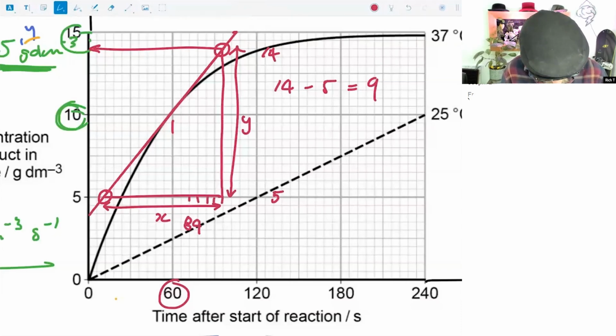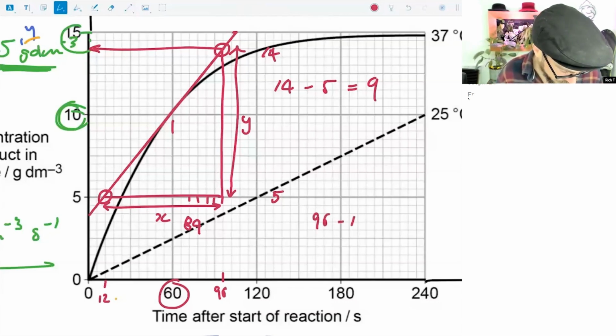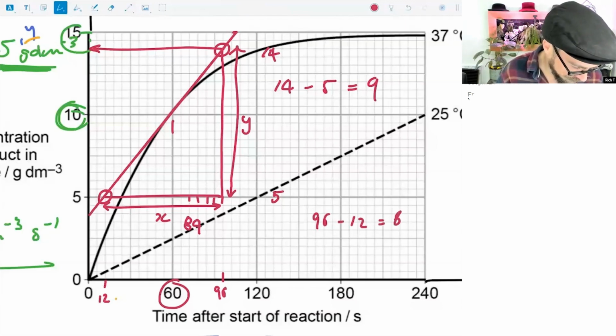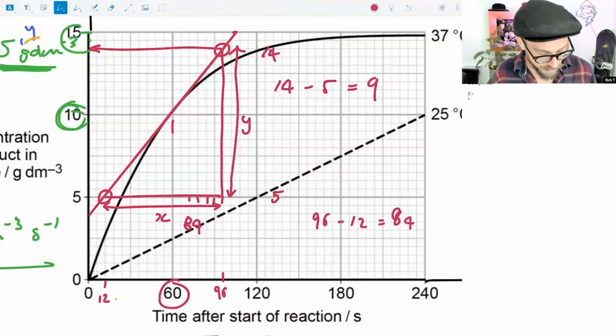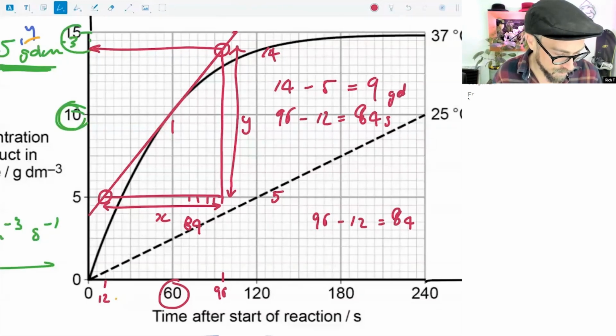I suppose if I was doing it following the logic, I would do it this way, wouldn't I? That is 96, and then that is 12. So 96 minus 12 should give me the same. Yeah, 84 is my change in x. And include your units. This is grams per decimeter cubed.